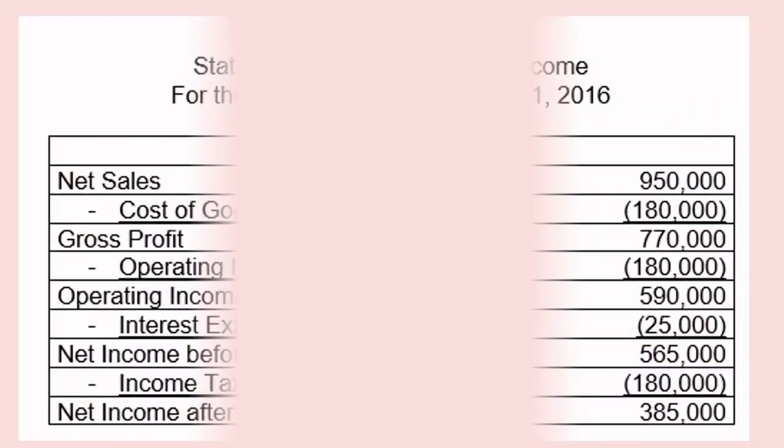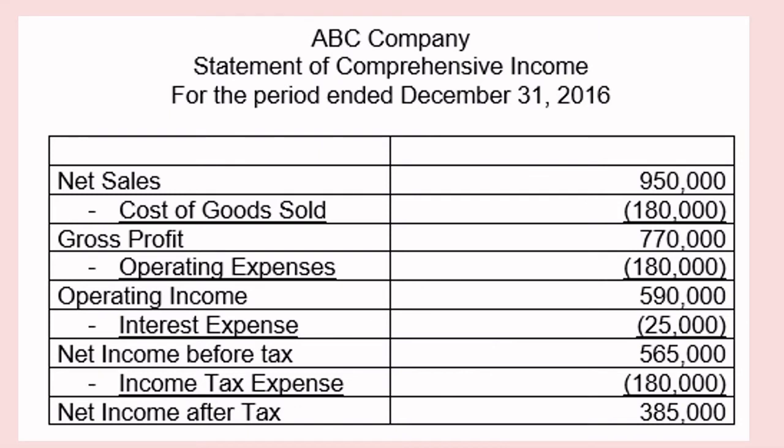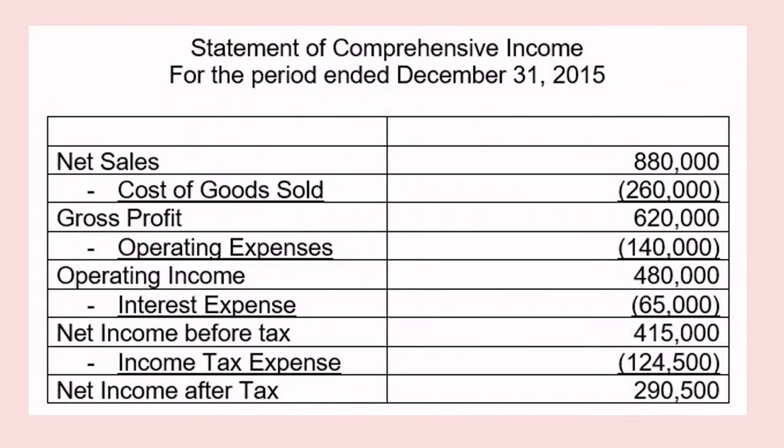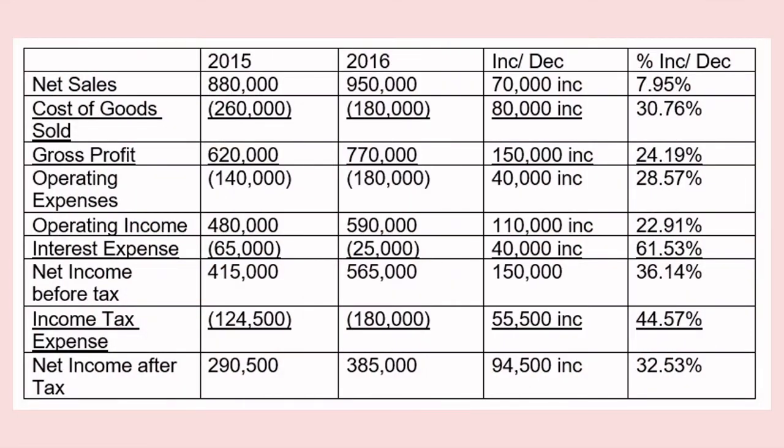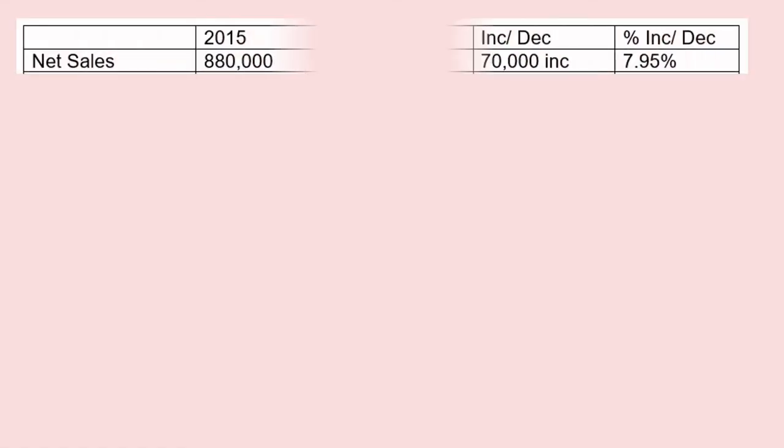Aside from the statement of financial position, companies can also make use of horizontal analysis in analyzing income statements of the company. So here is the income statement of ABC Company for the current year 2016 and the prior year 2015. Taken side by side, a horizontal analysis of ABC Company's SCI would look like this. Let's take net sales as an example.